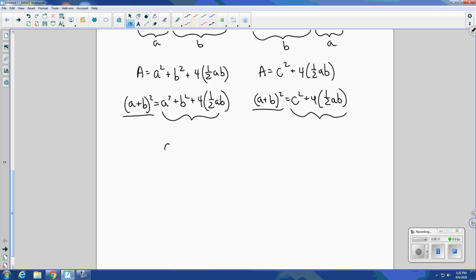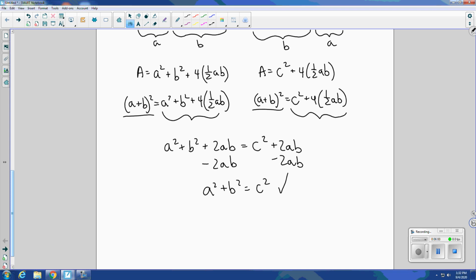So we can say the following. I'm actually going to simplify. I'm going to distribute that 4, so we get a squared plus b squared plus 2ab equals c squared plus 2ab. Because again, both of those formulas equal a plus b squared. And it should be evident now that if I subtract 2ab from both sides, we reveal the Pythagorean theorem and why that holds for right triangles with legs A, B, and a hypotenuse C. So let's put this thing to use.